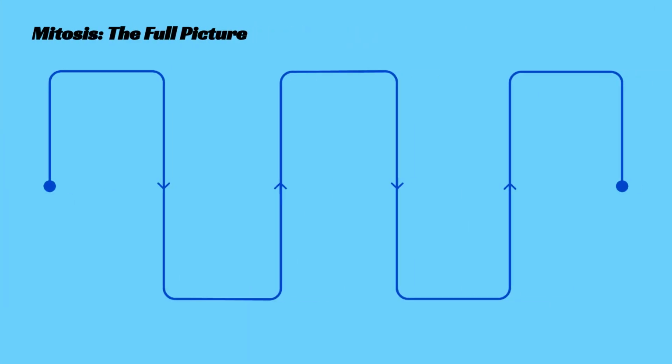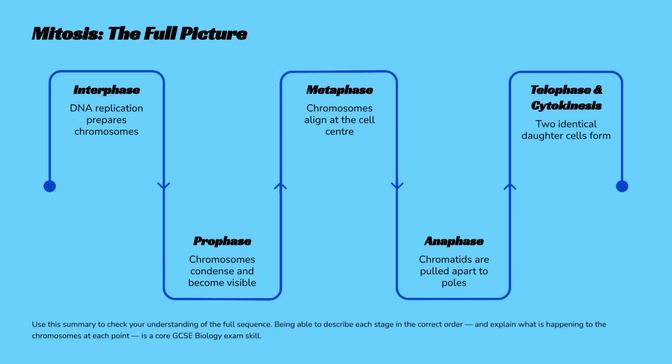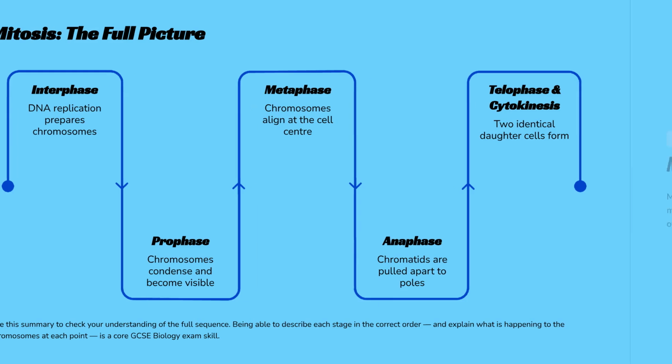Here is a quick overview of the entire cell cycle, including interphase and the stages of mitosis: prophase, metaphase, anaphase, and telophase and cytokinesis. Use this summary to check your understanding of the whole sequence.